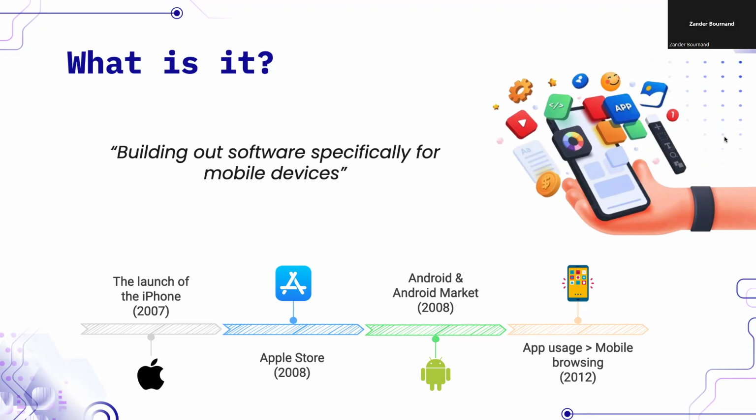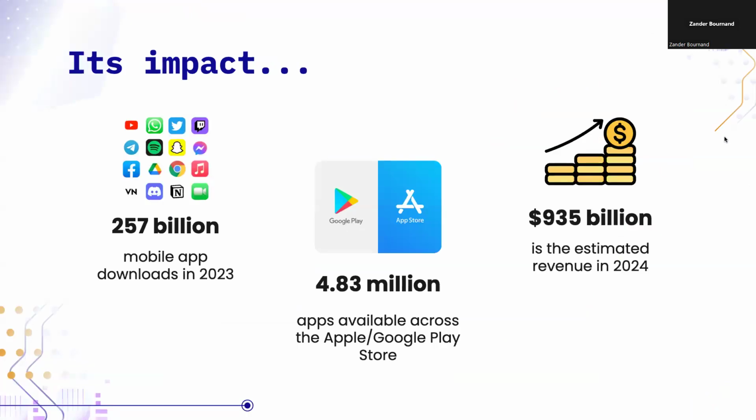So some interesting stats about mobile development. First, in 2023, there were 257 billion downloads, which is kind of insane to think about. We also have around 4.8 million apps on the Google Play Store and App Store. Now, yes, most of them are probably duplicates, but that's still around 2 million different apps on a singular platform, which is kind of crazy to think about. And then for those of you that are money hungry, there's about $935 billion in estimated revenue in 2024, which is insane.